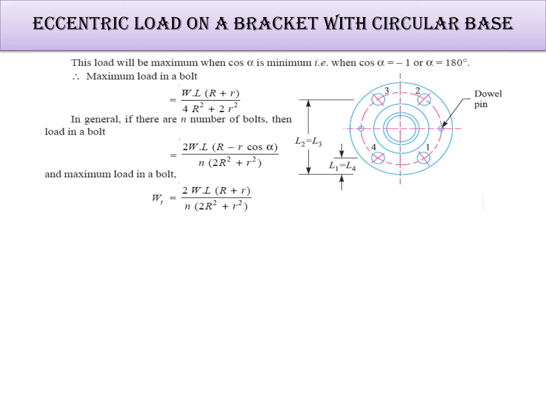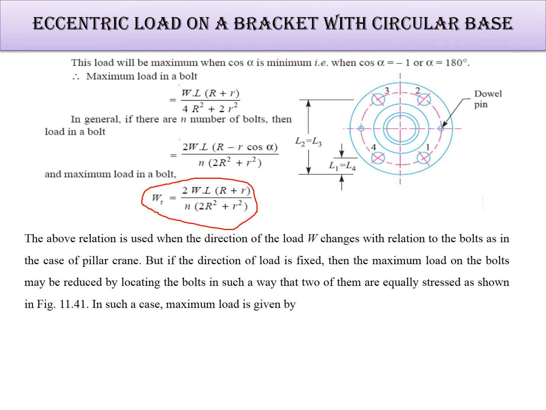So at this point the equation will become, in general, if there are n numbers of bolts, then the load in a bolt is 2WL into (capital R minus small r cos alpha) divided by n times (2R square plus small r square). So the maximum load in a bolt is what? This is the formula for it. Wt is equal to 2 times WL (capital R plus small r) divided by n into (2 times R square plus small r square).